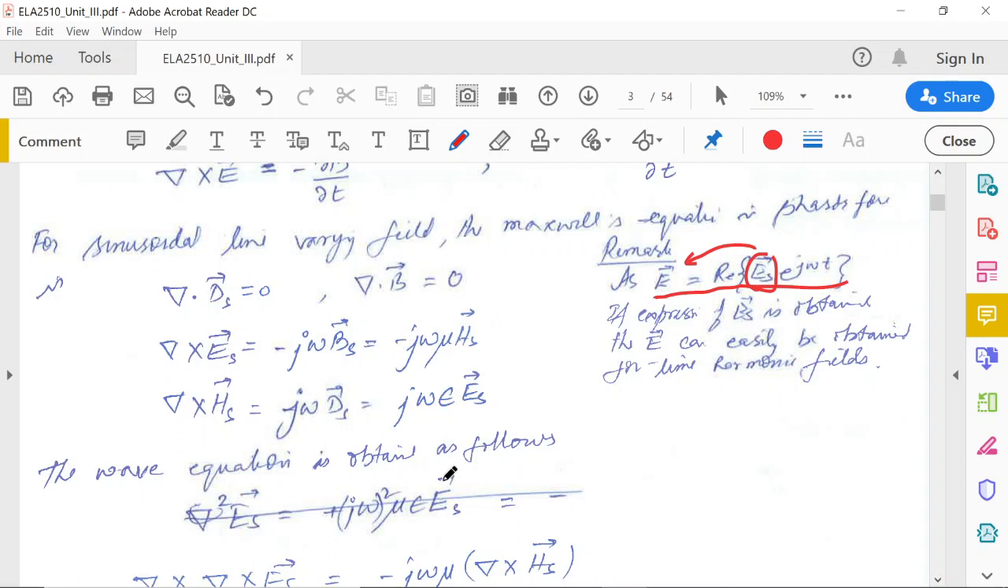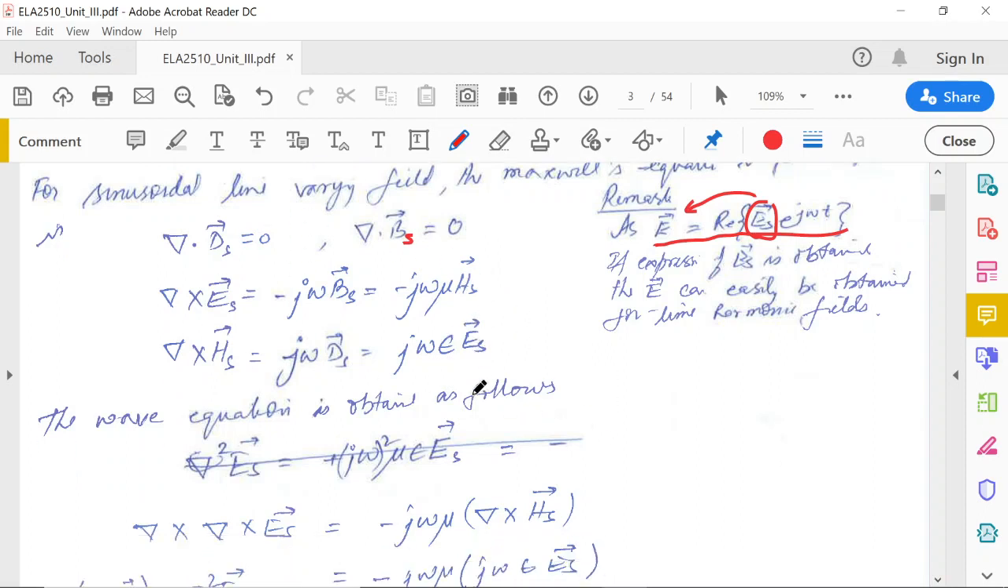The Maxwell equations for phasor forms, which we have already seen in the previous lecture, are reproduced here. The divergence of Ds equals 0, and divergence of Bs also equals 0, and curl of Es is minus j omega Bs. Previously it was, in general, del B over del t. Now, due to the phasor form, it reduces to minus j omega Bs. So there is no time component in this equation. Similarly, curl of Hs becomes j omega Ds. So now these equations are independent of time.